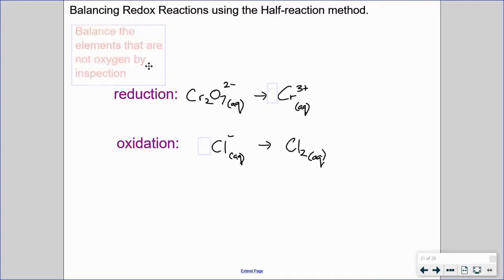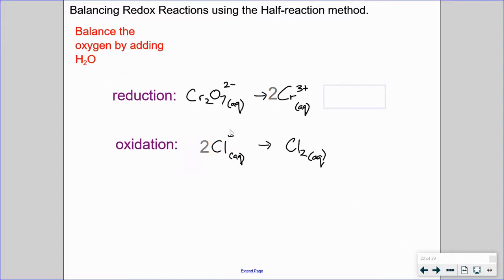Our next step is to balance the elements that are not oxygen. So we have chromium here, we need to have a 2 there, and we have chlorine here, and there's our 2, so it's balanced. Next, we're going to take our oxygens and balance them for each half reaction. So these are 2 separate half reactions. The reduction half reaction has 7 oxygens on the left-hand side. We're going to need to add 7 waters on the right-hand side. The oxidation half reaction does not have any oxygens, so we don't need to add water.